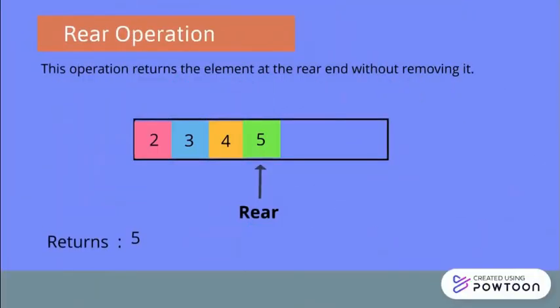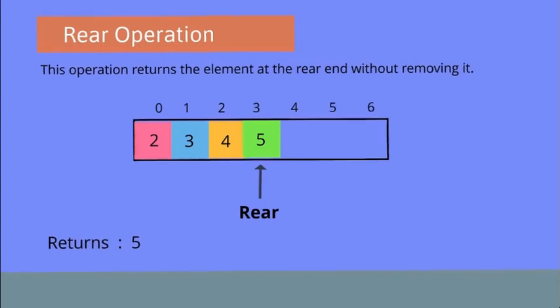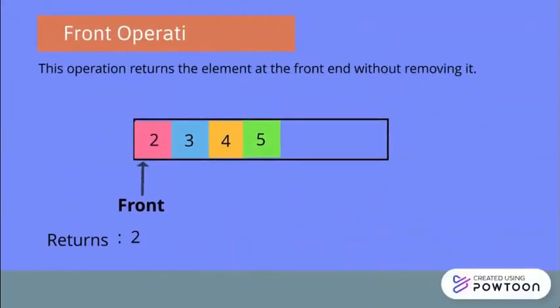Now, what is the rear operation? Rear is nothing but the last element. So the rear operation is used for printing the last element without removing it. In our case, 5 is the last element, so it returns 5 as an answer. Front operation. Front is nothing but the front element of the queue. So it returns the front element without removing it. In our case, 2 is the front element.